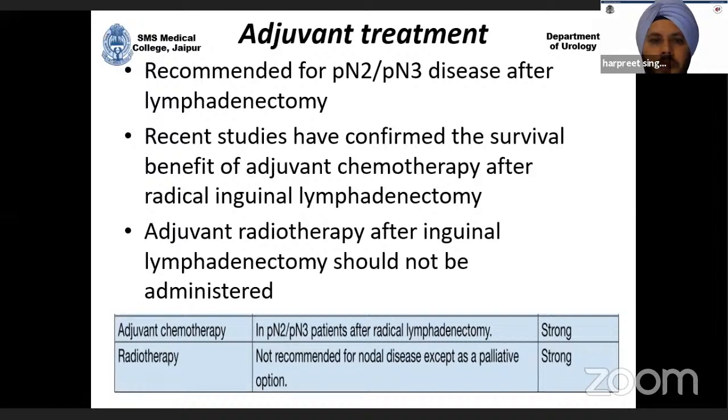Then comes the adjuvant treatment. The adjuvant treatment is recommended for the N2, N3 disease after the lymphadenectomy. Also, a recent study confirmed the survival benefit of adjuvant chemotherapy after the radical inguinal lymphadenectomy. Adjuvant radiotherapy after the inguinal lymphadenectomy should not be administered. So the EAU recommends adjuvant chemotherapy in patients with N2 and N3 disease after radical lymphadenectomy, and radiotherapy is not recommended for the nodal disease except for palliation.